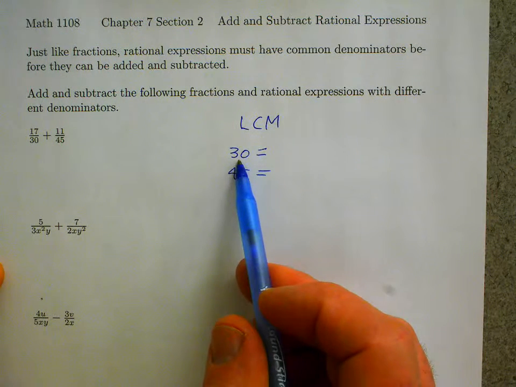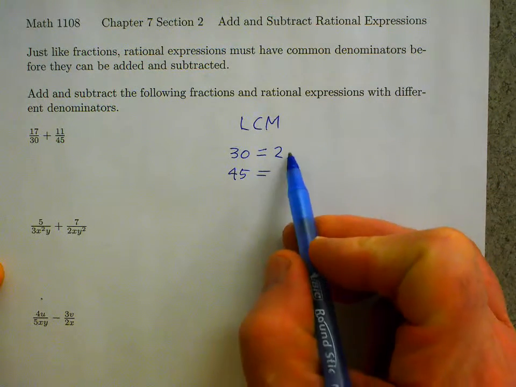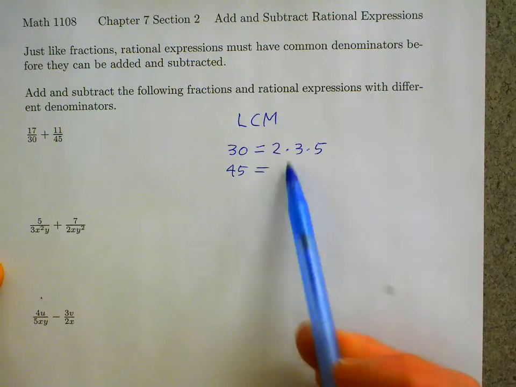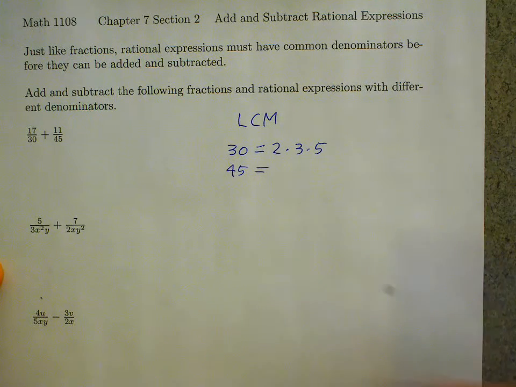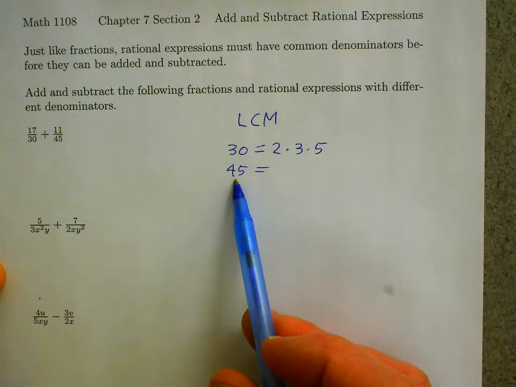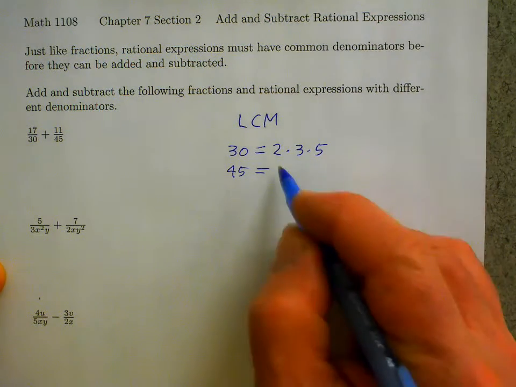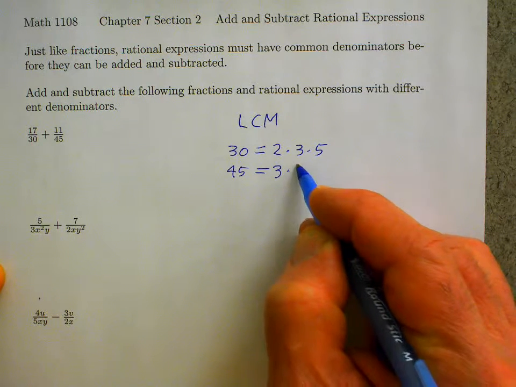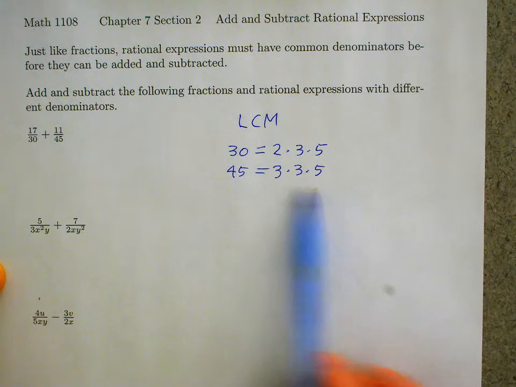The prime factorization of 30 is 2 times 15, and 15 is 3 times 5. Each one of those factors is a prime number, and when you multiply them, 2 times 3 times 5, you get 30. For 45, well, 3 goes into 45 15 times, and so 3 times 3 times 5 is the prime factorization of 45.